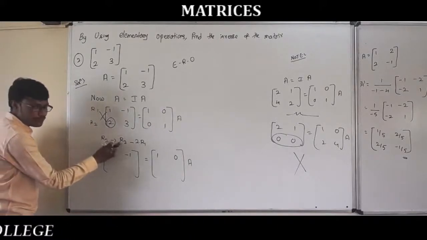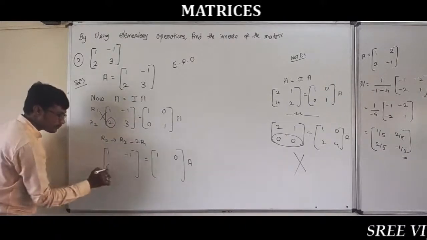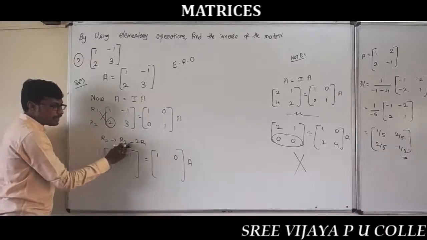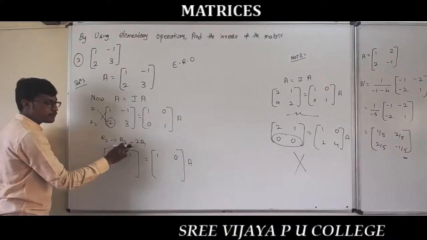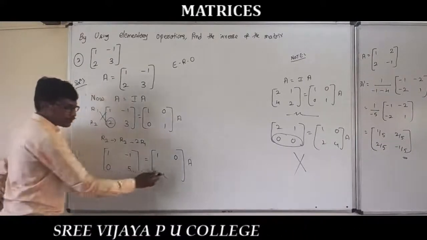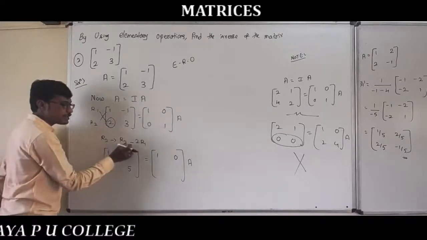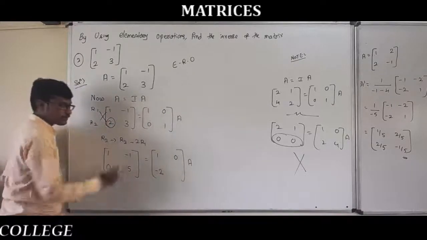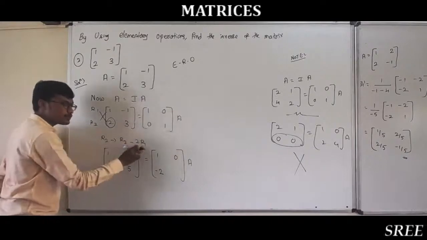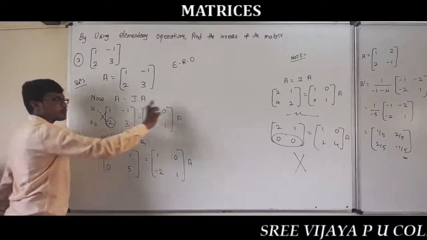R2 is 2 minus 2 into R1, which is 1: 2 minus 2 into 1, 2 minus 2 is 0. Next element: R2 is 3 minus 2 into R1, which is minus 1: minus 1 minus 2 into minus 1, plus 2, so 3 plus 2 is 5. Now R2 is 0 minus 2 into R1, which is 1: 0 minus 2 into 1, minus 2. R2 is 1 minus 2 times R1, which is 0: 2 into 0 is 0, so 1 minus 0 is 1. According to this elementary operation, these are the corresponding elements.